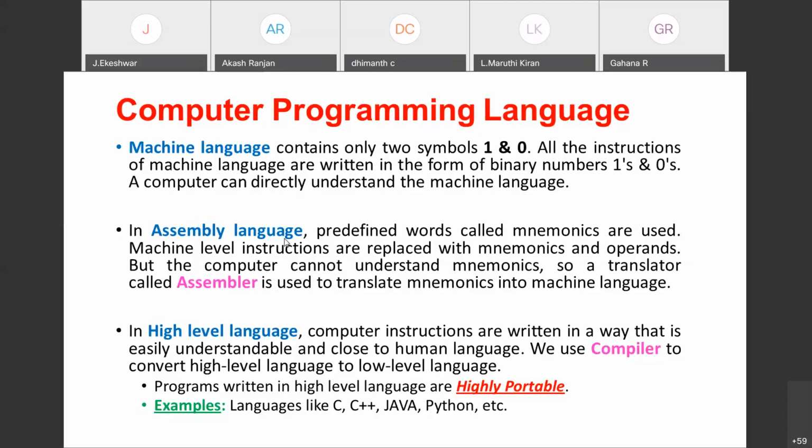So in today's class, we have discussed what a computer is and what the functional units of a computer are. We discussed hardware and software, how software is classified, that is system software and application software, and we listed a few system softwares and application softwares. Then we discussed the classification of programming languages, that is machine language, assembly language, and high level language.